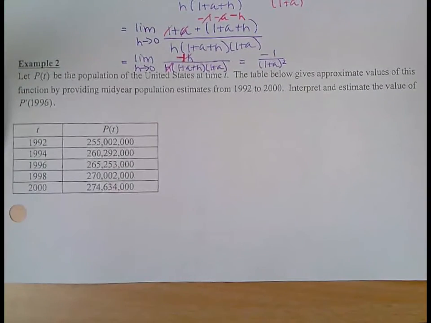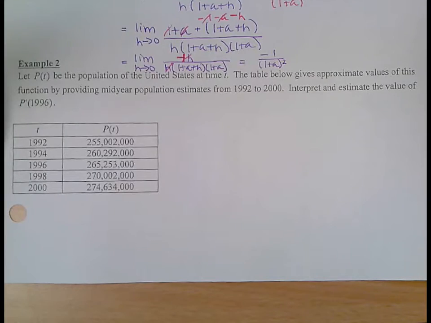And this is an idea that we've already talked about. We talked more about it yesterday as well. It says let P of t be the population of the United States at time t. The table below gives approximate values of this function by providing mid-year population estimates from 1992 to 2000. I know, very up-to-date data. Interpret and estimate the value of P prime of 1996.